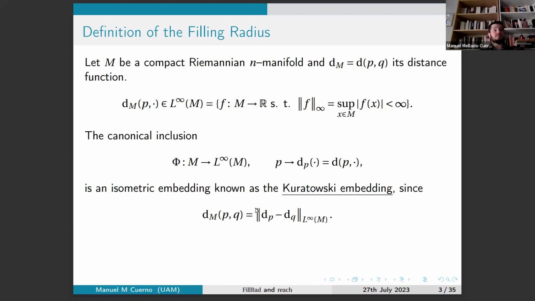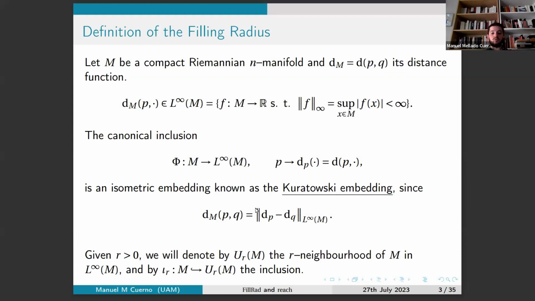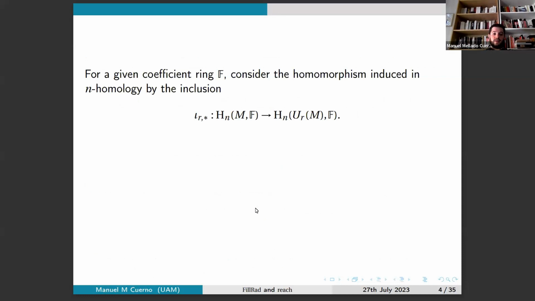Moreover, I'm not going to talk about this in the talk, but L infinity is a very huge space, and indeed we have infinitely many isometric copies of the manifold in L infinity. It's a very interesting space. A little bit more notation: given r greater than 0, we denote U_r as the r-neighborhood of M in L infinity, and iota_r the inclusion. Then, if we fix a coefficient ring F, we have the induced homomorphism in the n-th homology of iota_r.